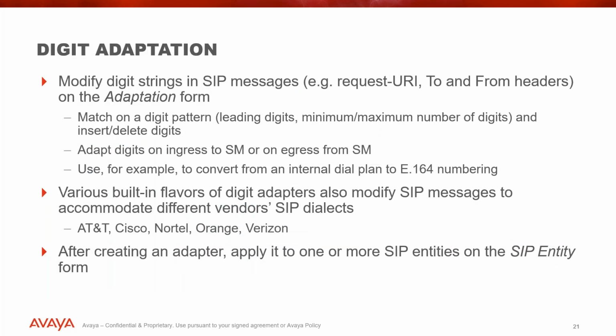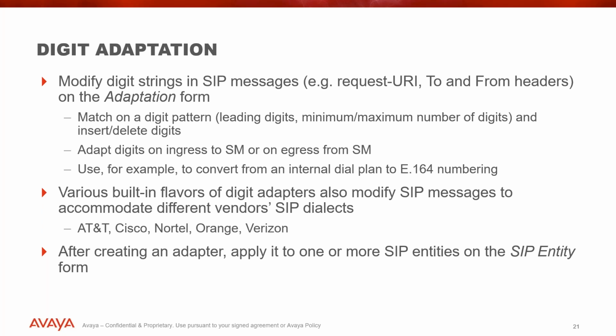Okay, so now we're going to change gears a little bit to adaptation. So those were all the routing capabilities. Adaptation isn't exactly a routing capability. We have two kinds of adaptation. We've got digit adaptation, and we've got regular expression adaptation. Digit adaptation has been around since day one. Regular expression adaptation is a newer capability added in 8.0.1.